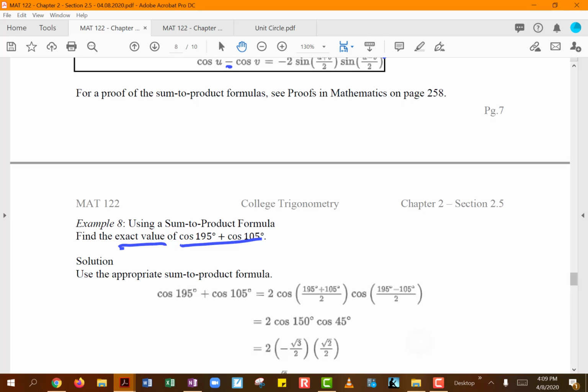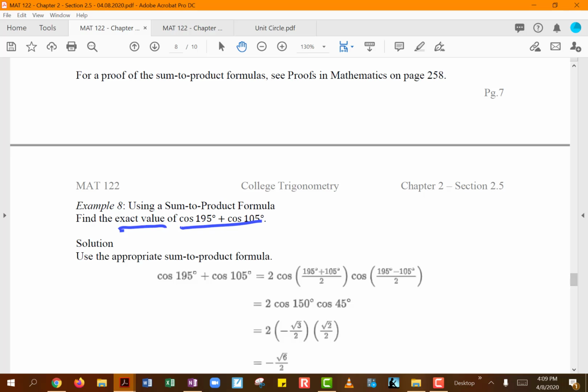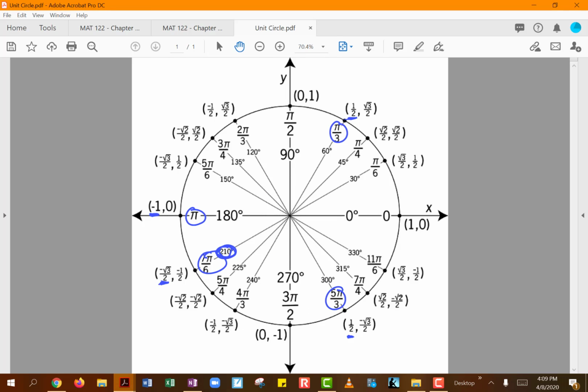300 degrees divided by 2 gives you the 150 over here. And then 195 minus 105 of course gives you 90 degrees. And then 90 degrees divided by 2 gives you the 45 degrees. So cosine of 150 and cosine of 45, we are going to go to our unit circle.